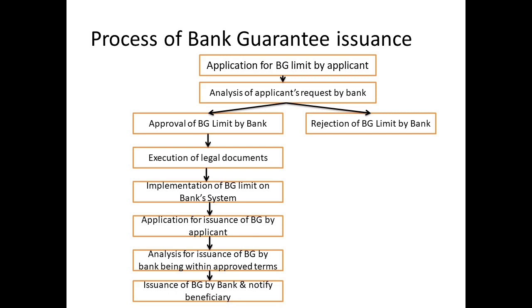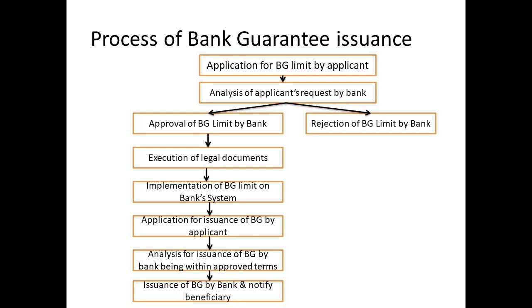Now, the bank will analyze the applicant's request. The analysis part generally has four things: character analysis, collateral analysis, cash flow analysis and purpose analysis. Character analysis means analysis of the applicant's nature and history, whereas collateral analysis means analysis of the collateral offered by the applicant according to its value and future stability. The cash flow analysis means analysis of the financial position of the applicant, and the purpose analysis means analysis of the validity and justifiability of the need for the BG limit.